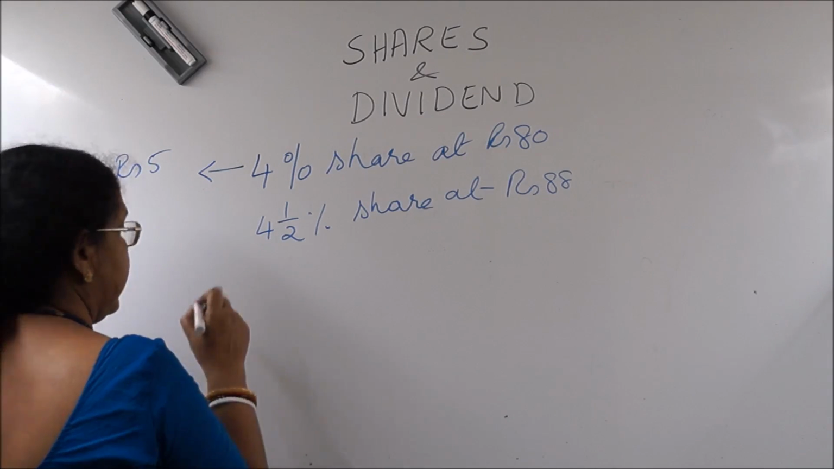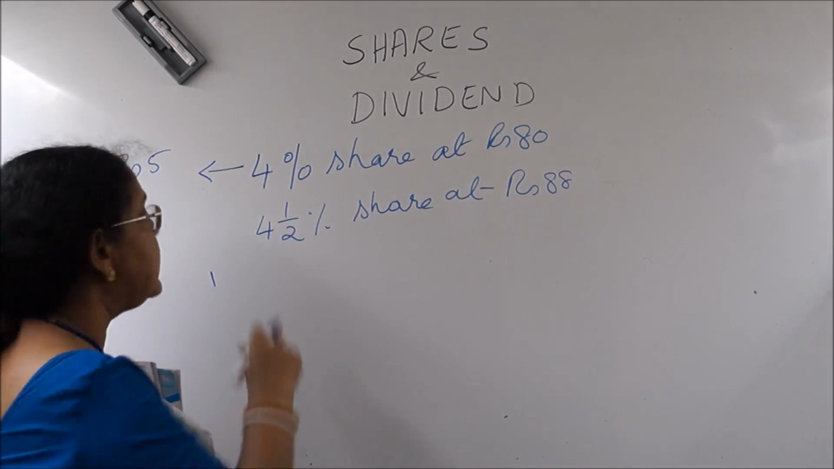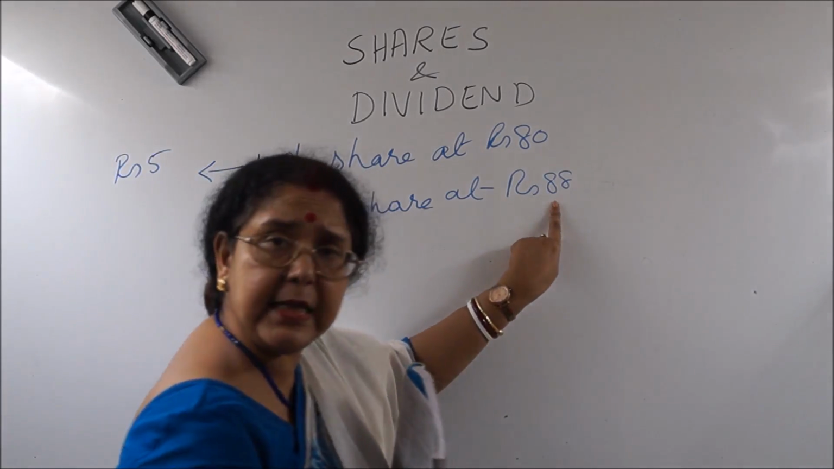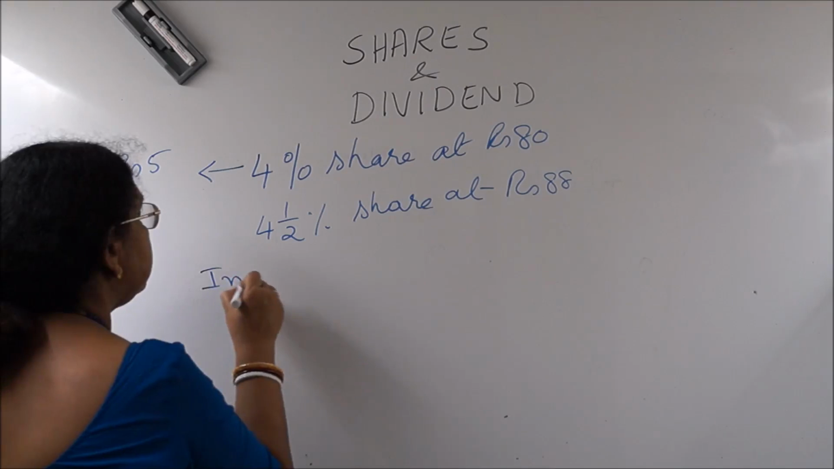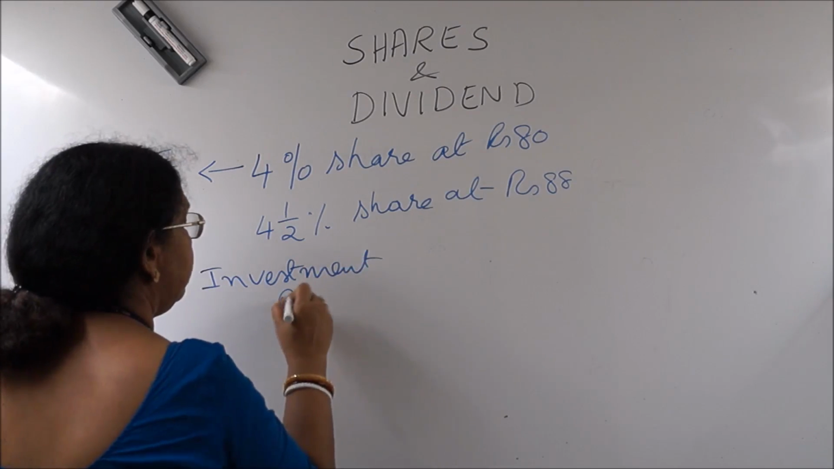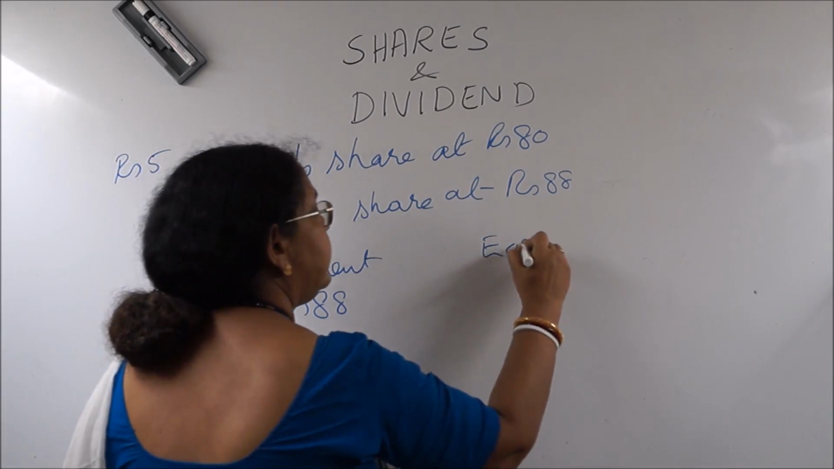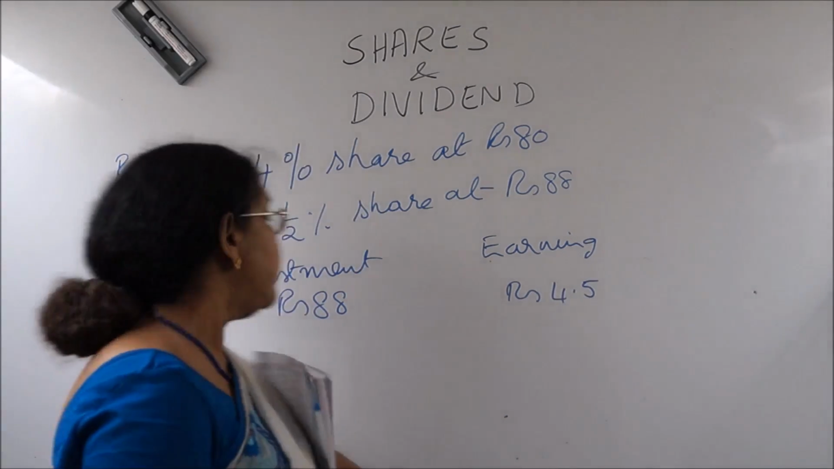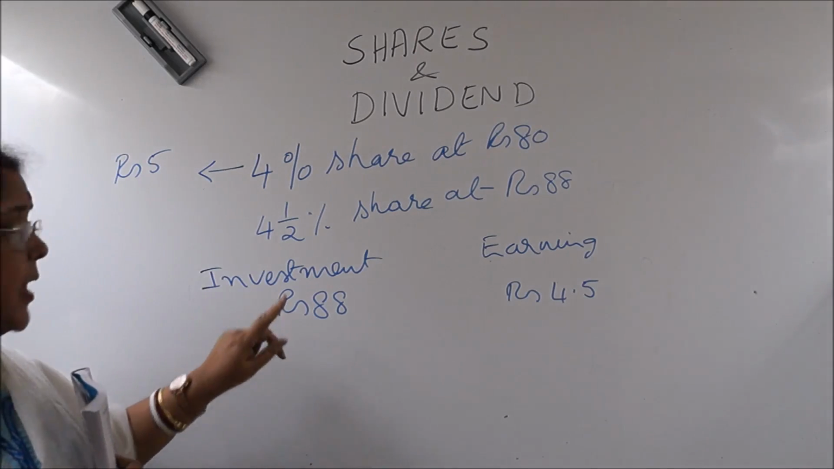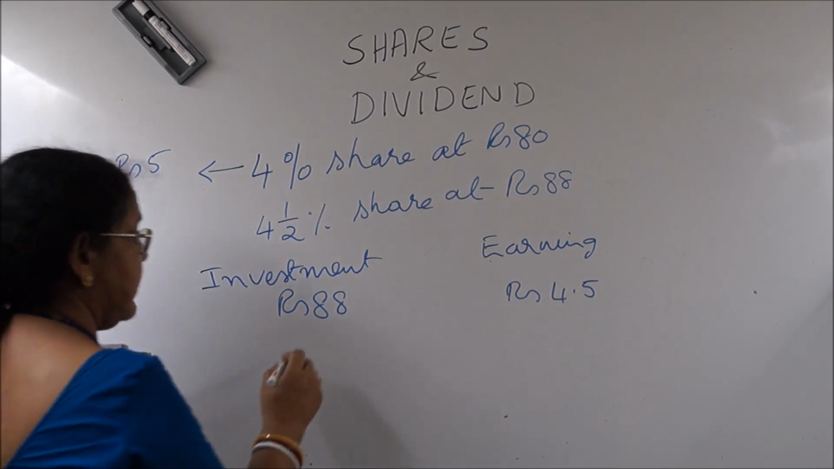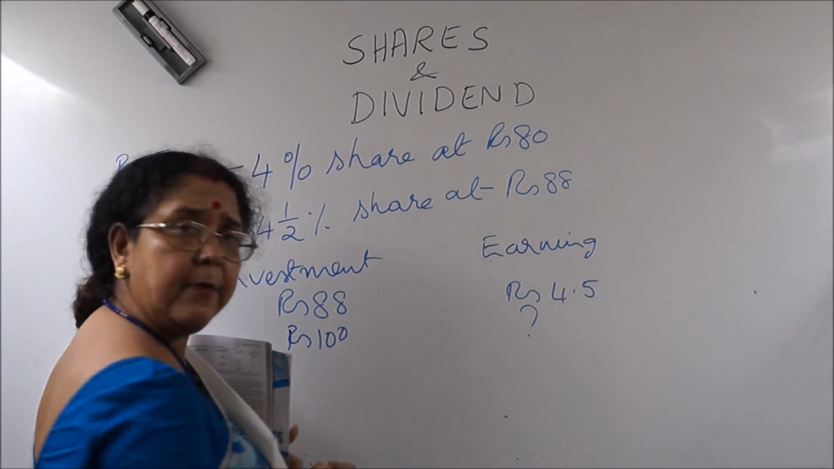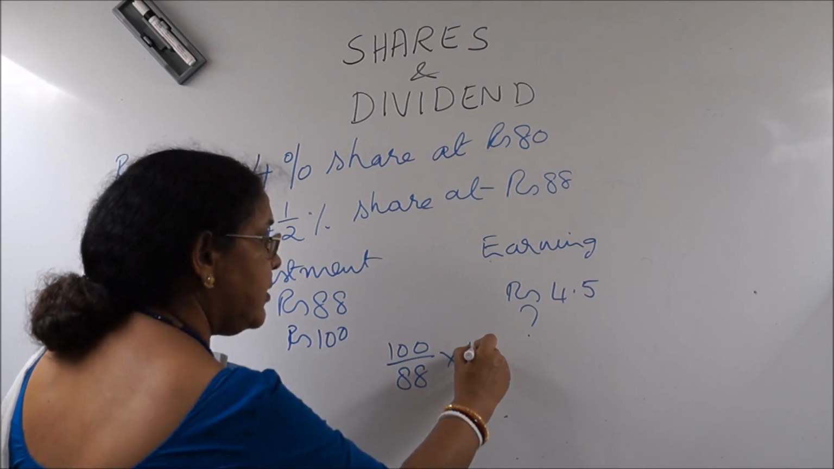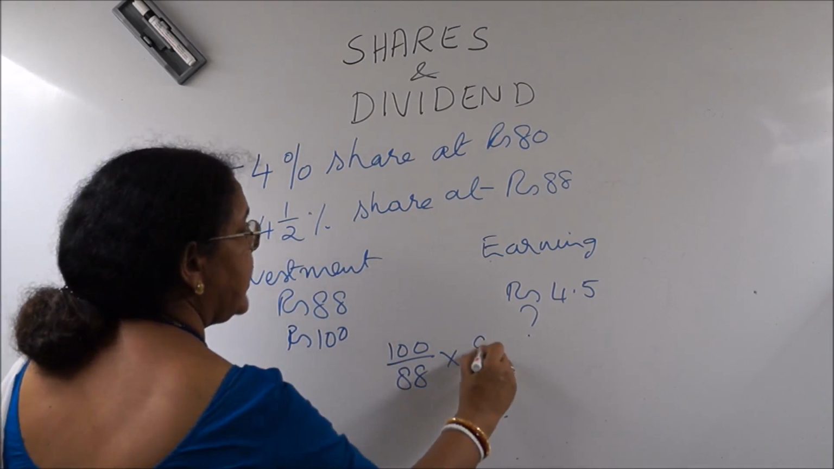First of all, in the second company, the dividend on each share is 4.5. But the shareholder is investing how much? Rupees 88, because this is the market value. So that means if investment is rupees 88, then earning is rupees 4.5, right? So in the earlier case we have found the earning against investment of 100. So here also we will make the investment the same. So if investment is rupees 100, what is the earning in the second company? So 100 upon 88 into 4.5, or you can write it in the fraction form as 9 upon 2.